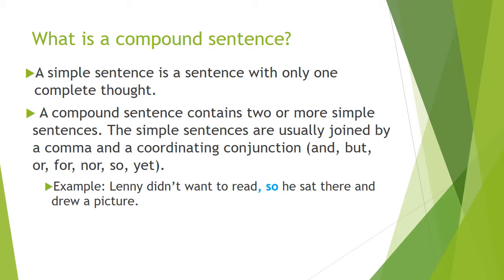If you want to remember coordinating conjunctions easily, remember the acronym FANBOYS. If you mix around the coordinating conjunctions here, they create the acronym so you can remember all 7 coordinating conjunctions. Let's take a look at the example below. Lenny didn't want to read, so he sat there and drew a picture. It's combining the simple sentences, Lenny didn't want to read, and he sat there and drew a picture. We combine them with the comma and the coordinating conjunction to make it a compound sentence.